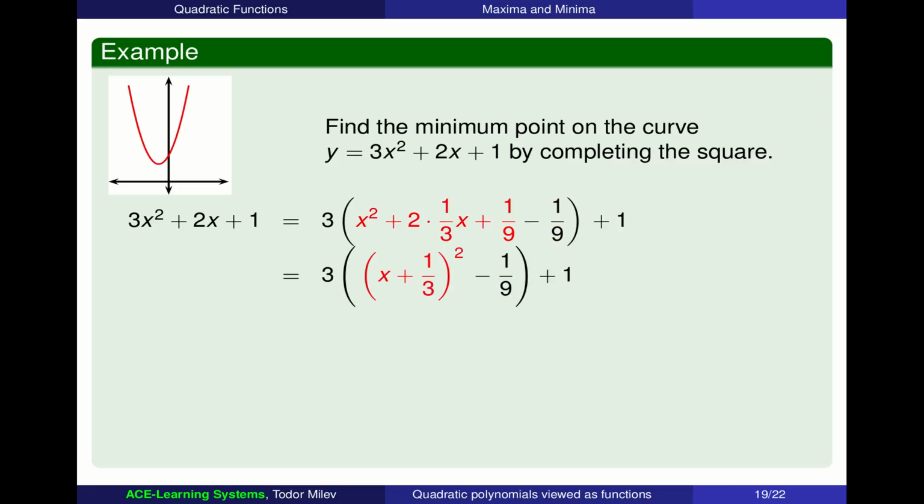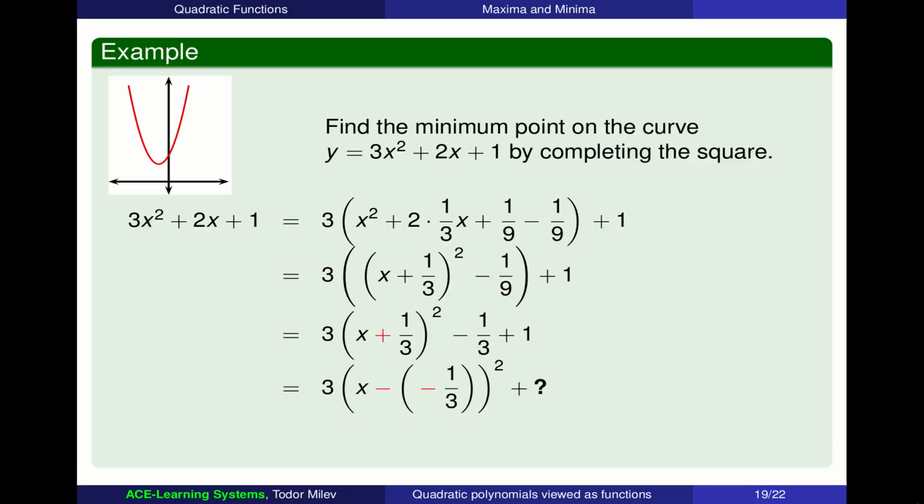Now, this becomes a perfect square, that is x plus 1/3, the whole thing squared. Now, let's uncover the parentheses a little bit. 3 times negative 1/9, that is negative 1/3. You can uncover the parentheses. And finally, I can combine these two terms to get 2/3.